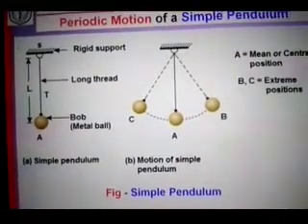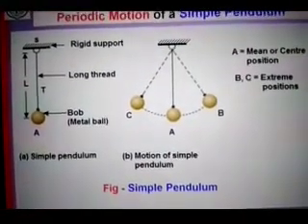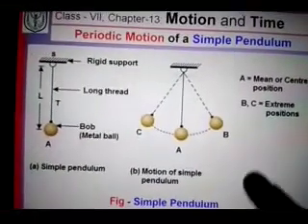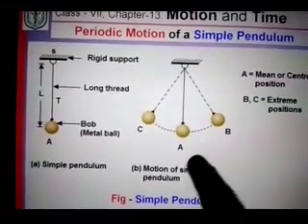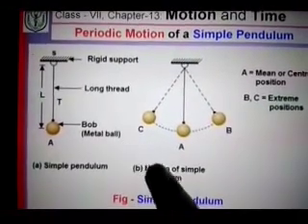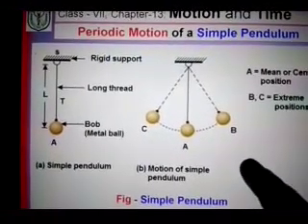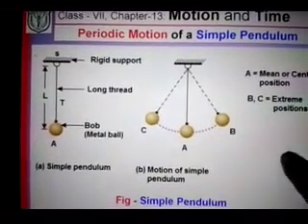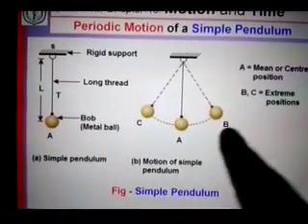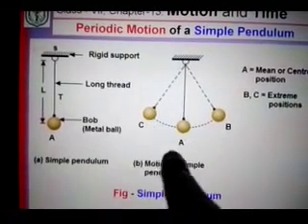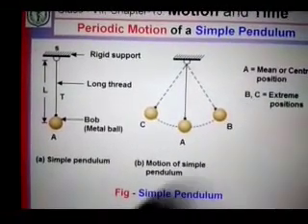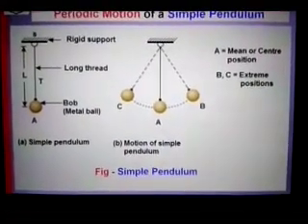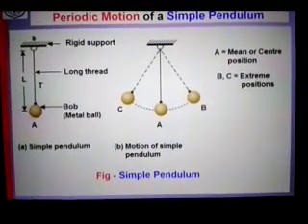One oscillation is also calculated from the extreme position. Suppose it starts from the extreme position B, then it goes to C and comes back to the B position. Then it is also called one oscillation. Just like a V shape, B to C and C to B is one oscillation. The time taken for one oscillation is called the time period.